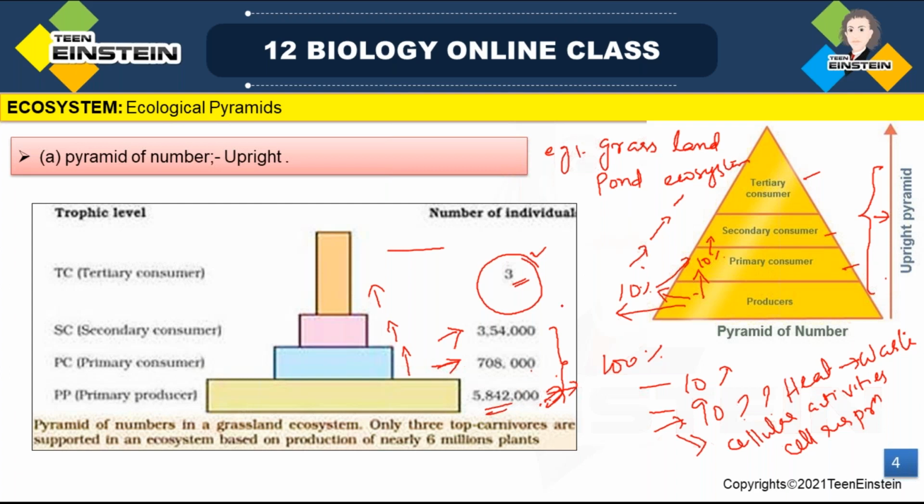Okay. Then next is the energy transfer. About energy transfer, only 10% of energy is getting transferred. The remaining 90% is getting wasted, like heat energy, or it is utilized for cellular activities. Okay, so these are the main points which you need to learn from this.